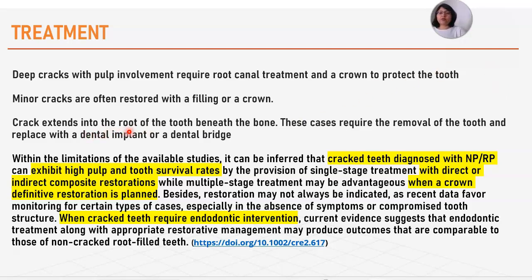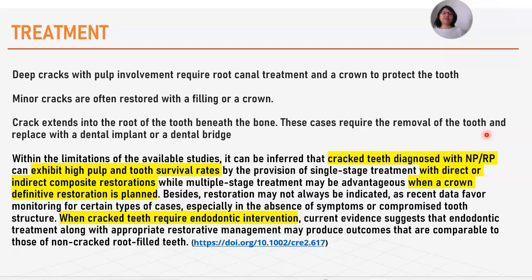A crack that extends into the root beneath the bone will require removal. Something like vertical root fractures or a split tooth. They do not have a good prognosis. A split tooth, you will have to take it out. Vertical root fractures do not have a good prognosis. In vertical root fracture cases, you take those teeth out.